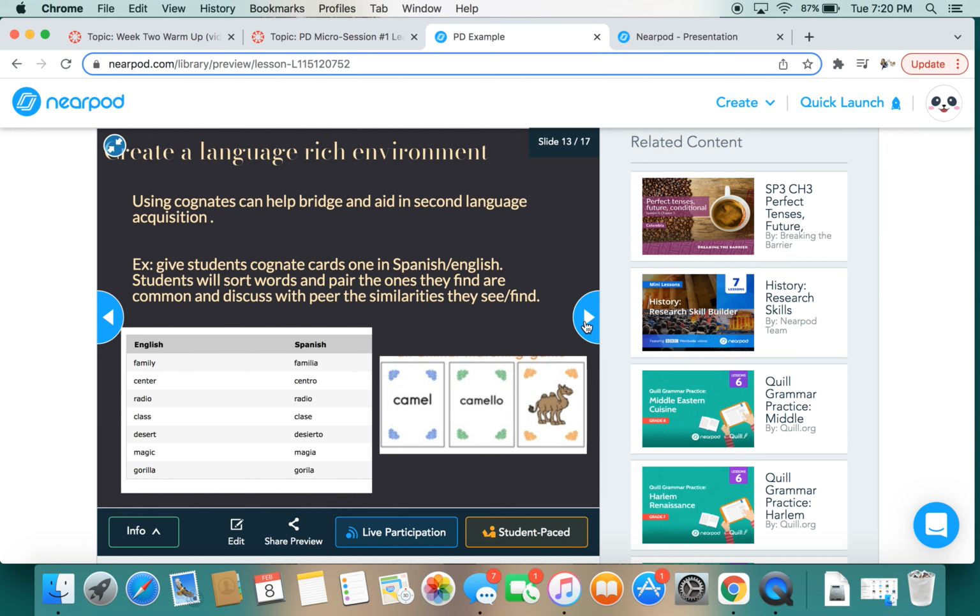So in order to create a language-rich environment, one great strategy is to use cognates. Cognates are very useful and can help bridge and aid in second language acquisition. This is one personal example of mine that I do with my students. I typically give students cognate cards that are in English and in Spanish or whatever other language they have. They will sort words, and I will pair the students, and they are to find the words on the cards that are common and similar. And then they are supposed to discuss what similarities they see and find.